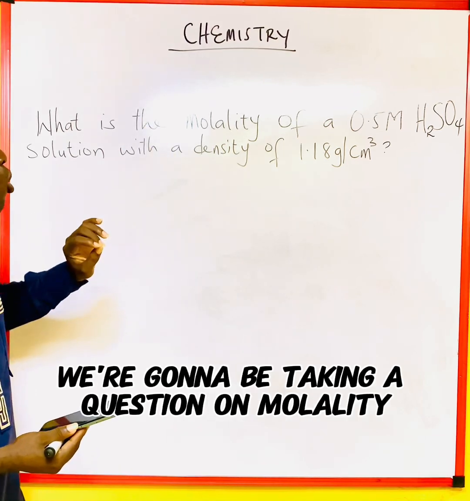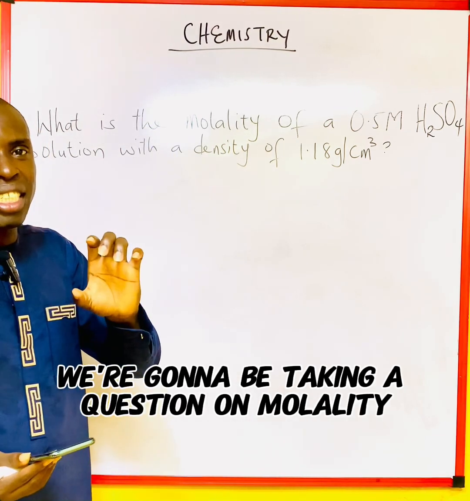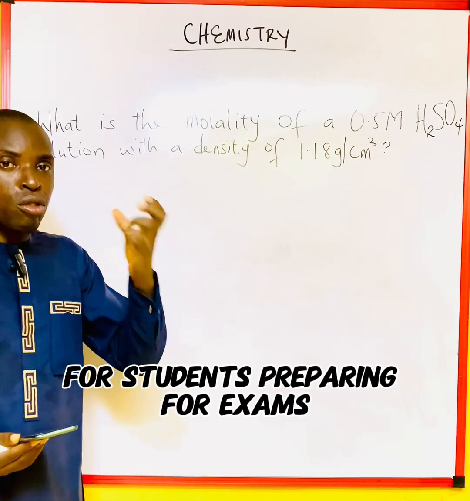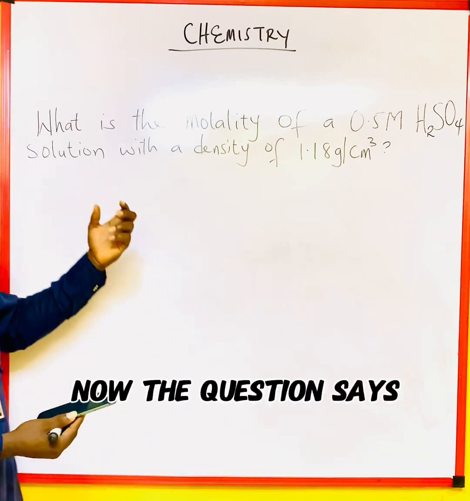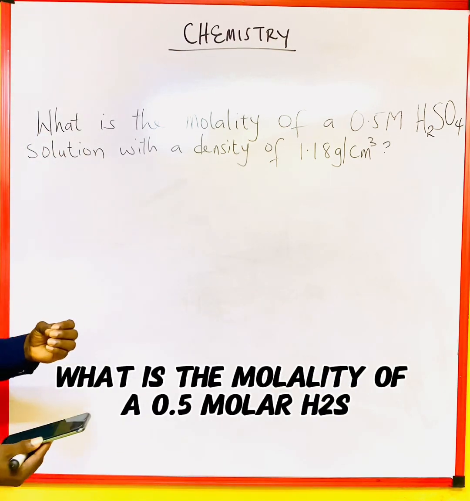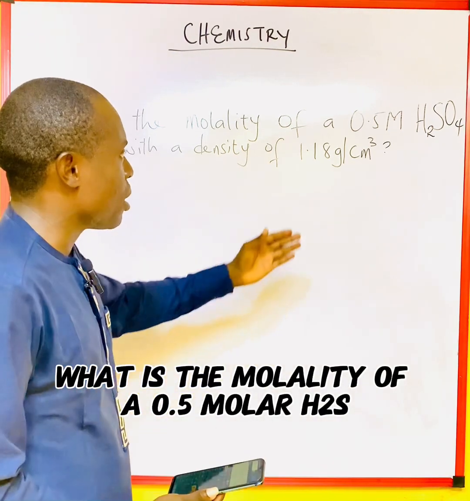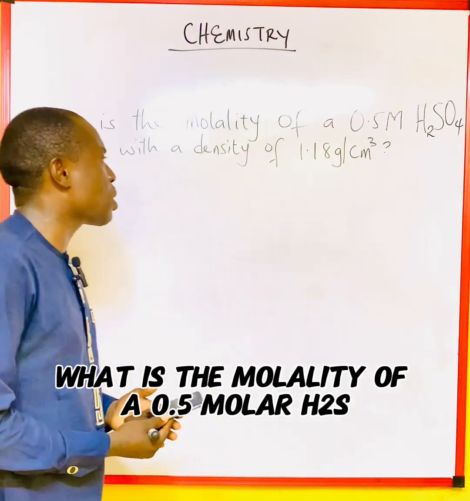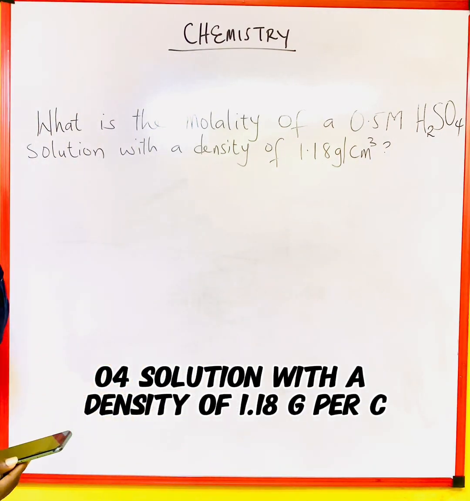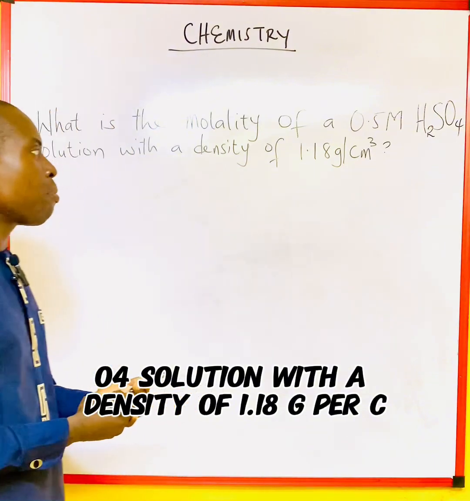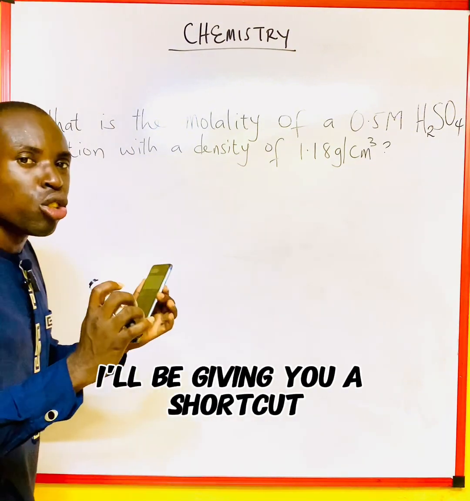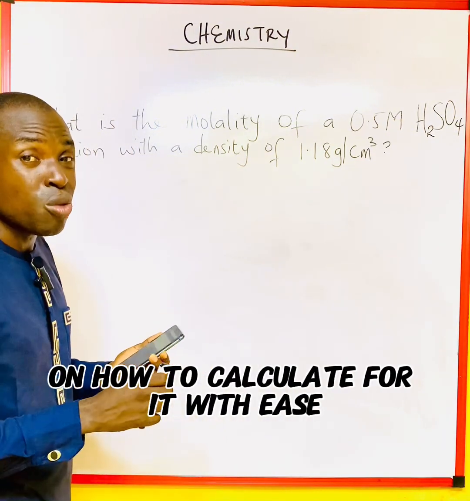Now on the board, we're going to be taking a question on molality for students preparing for exams. Now the question says, what is the molality of a 0.5 molar H₂SO₄ solution with a density of 1.18 gram per cm cube? Now I'll be giving you a shortcut on how to calculate for it with ease.